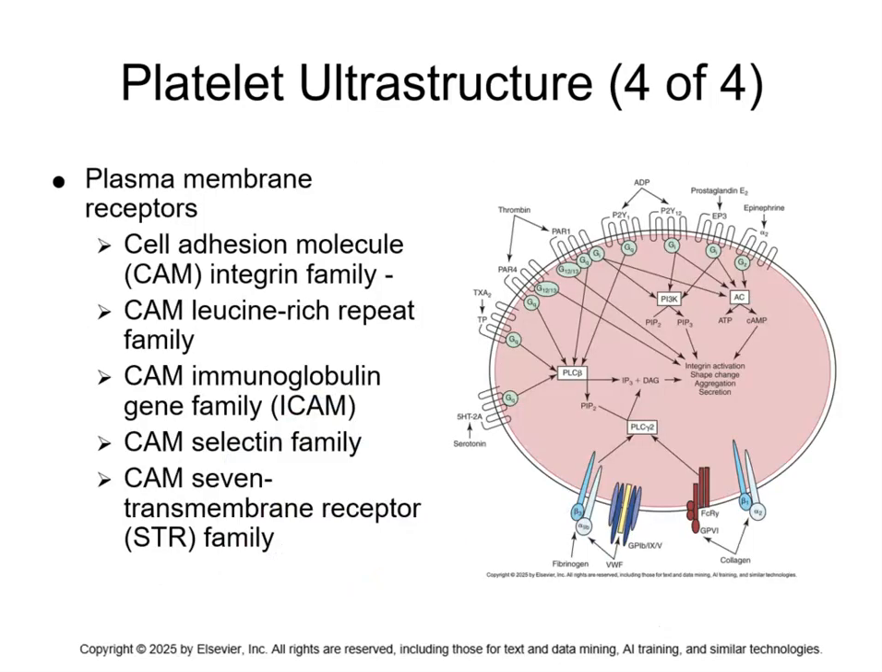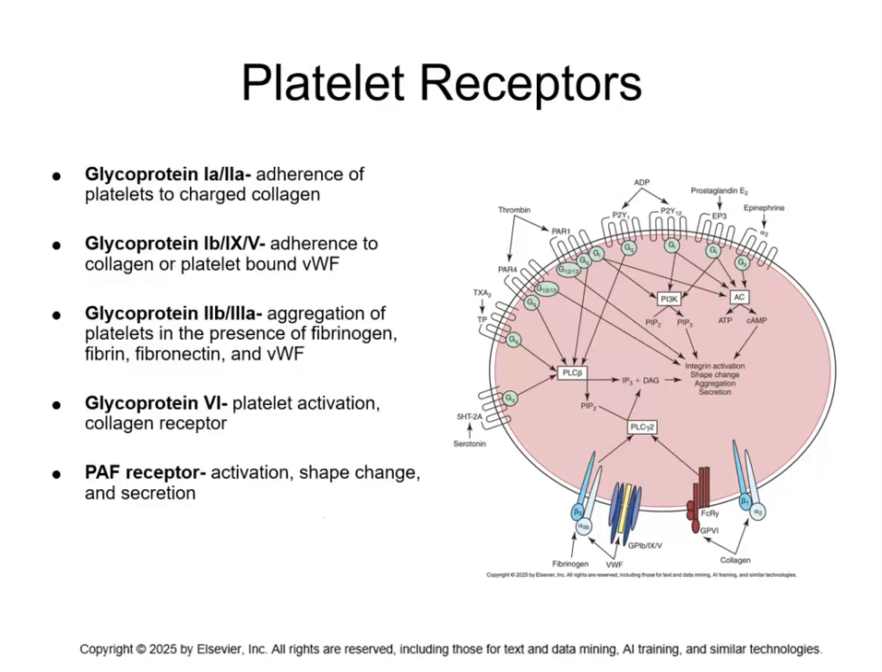So here we're looking at the plasma membrane receptors. So we have cell adhesion molecules, and you can see them all listed there. There's a whole bunch of them listed there. The integrin, the leucine-rich, the immunoglobulin, the selectin, the transmembrane. So there's a whole bunch there. But what's important for us is these glycoproteins.